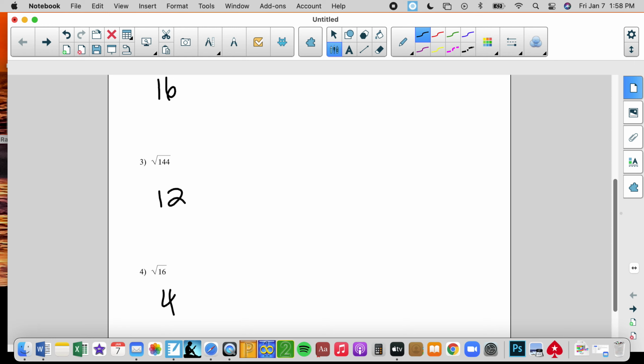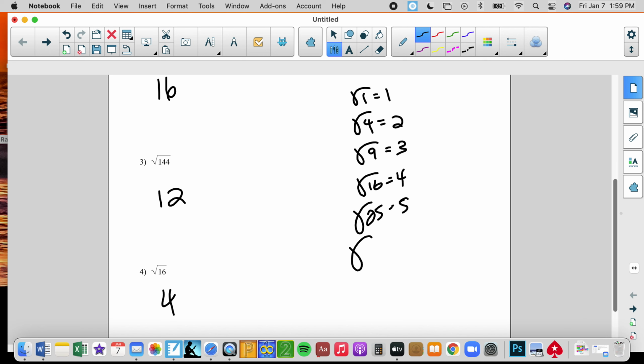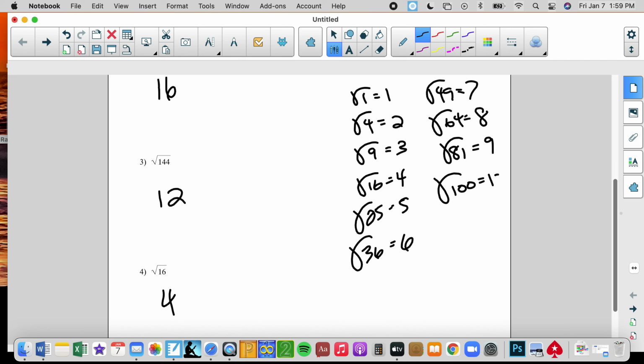So we should be able to recognize the square roots, the perfect squares, from 1 to 144. Square root of 1 is 1, square root of 4 is 2, square root of 9 is 3, 16, 25, 36, 49, 64, 81, 100, 121, and 144. We should know those. We should recognize those perfect squares and know those by heart.